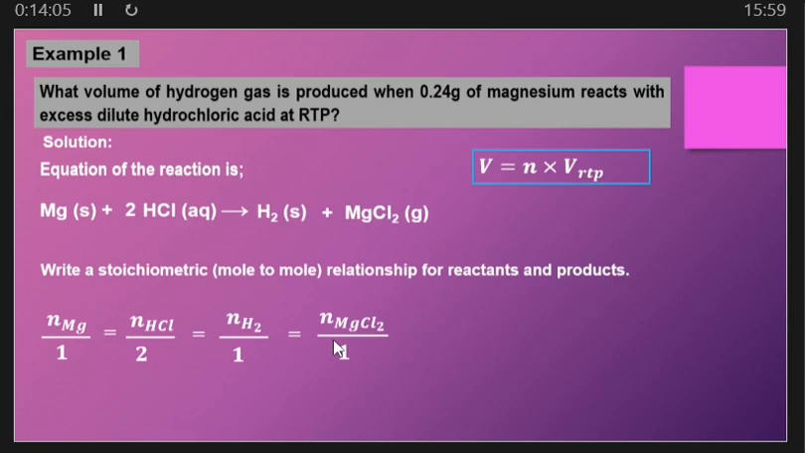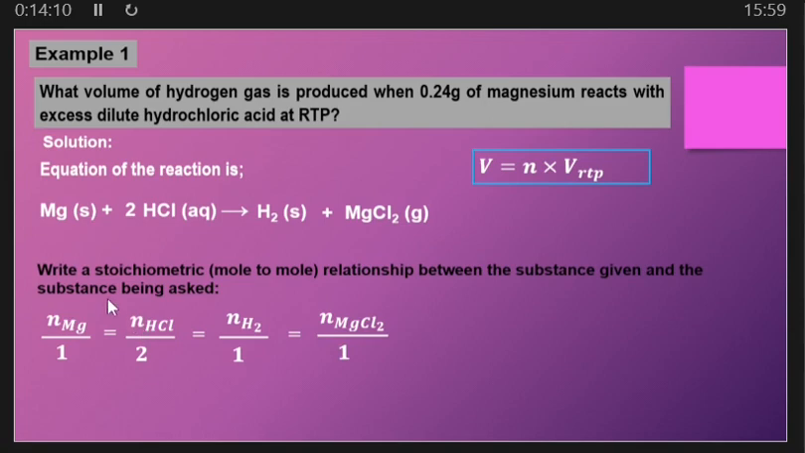Alright, so from here now, we are going to write a stoichiometric, or mole-to-mole, relationship between the substance given and the substance being asked. When we go back to our question, we are given 0.24 grams of magnesium, and we are asked to find what volume of hydrogen gas. So we will write the mole-to-mole relationship between magnesium and the hydrogen gas.